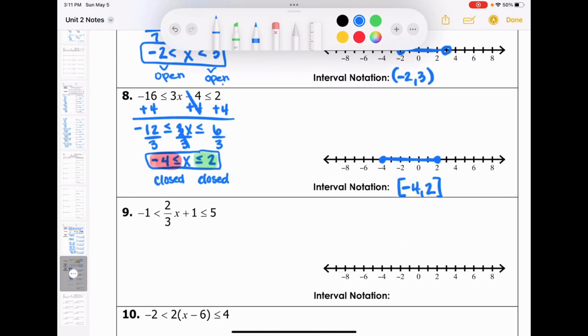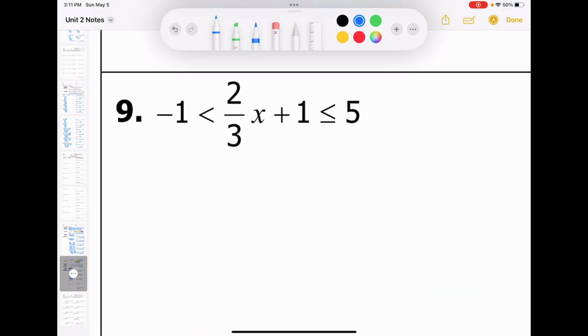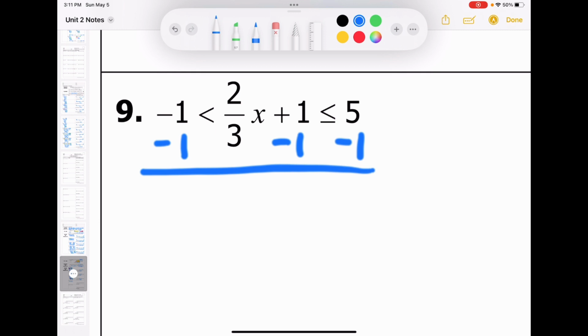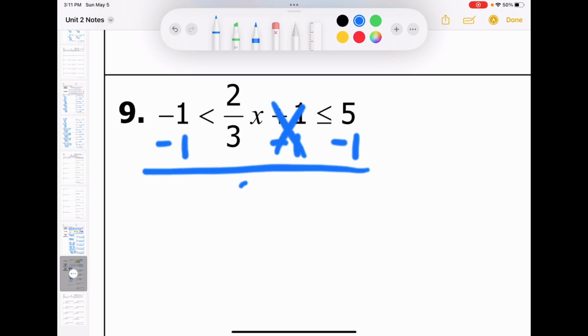All right, number 9. So to solve this, I need to get that 2 over 3x by itself first. So I need to subtract 1 from all sides. My 1's in the middle cancel, so I'm left with 2 over 3x in the middle. Negative 1 minus 1 is negative 2, and 5 minus 1 is 4.